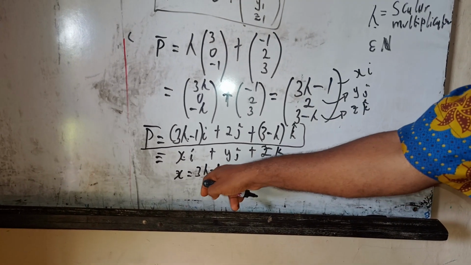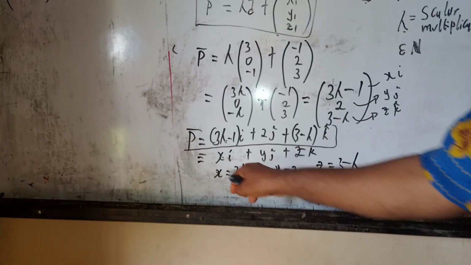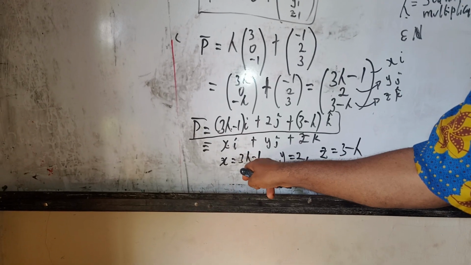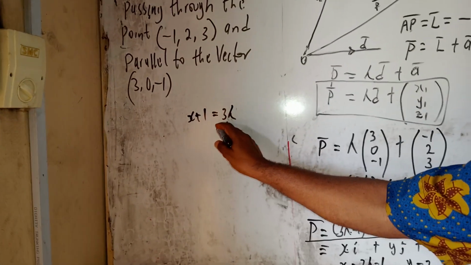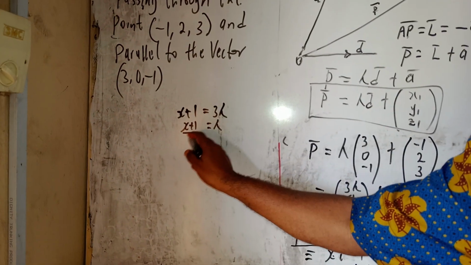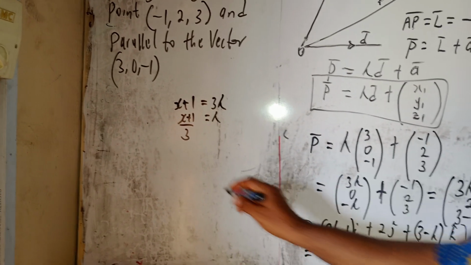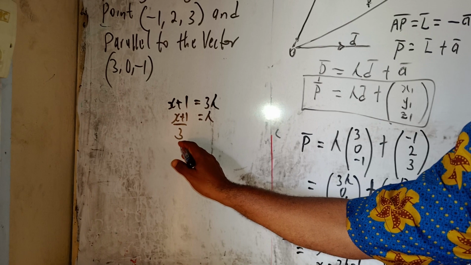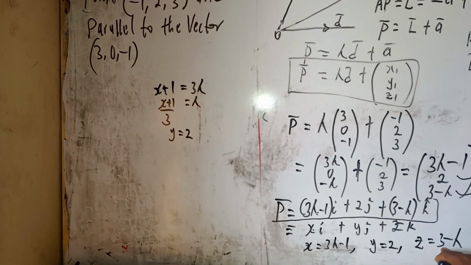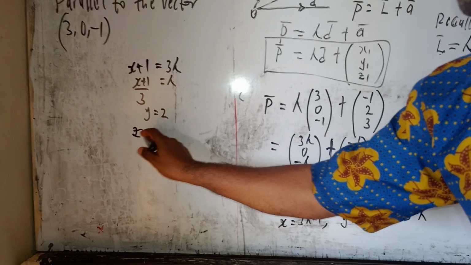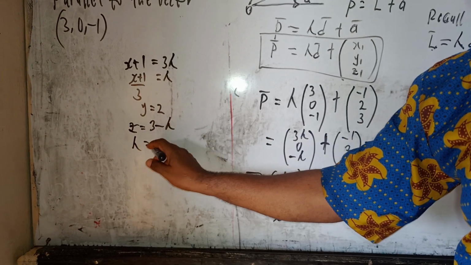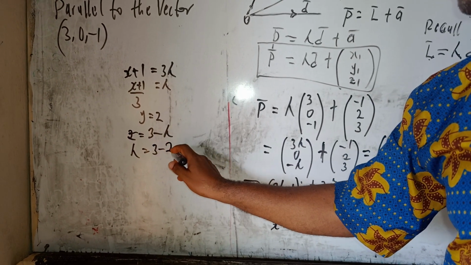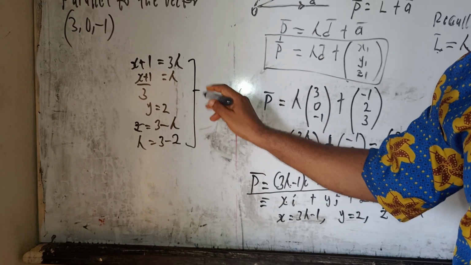Now I can make this scalar the subject of the formula in each case. If you look at this, I want to make lambda the subject of the formula. Carry minus 1 to that side, it becomes plus 1. So I have x plus 1 is equal to 3 lambda. Therefore lambda will be x plus 1 all over 3. Then for the y, I have y is equal to 2. Then for this one, z is equal to 3 minus lambda. Making lambda the subject of the formula, I have lambda is equal to 3 minus z. So what I have here is called the parametric equation.